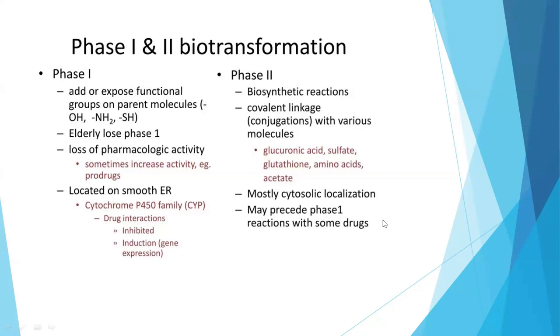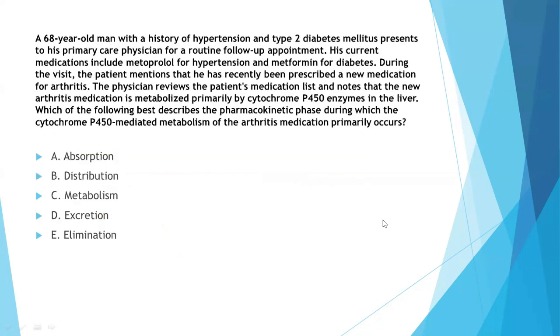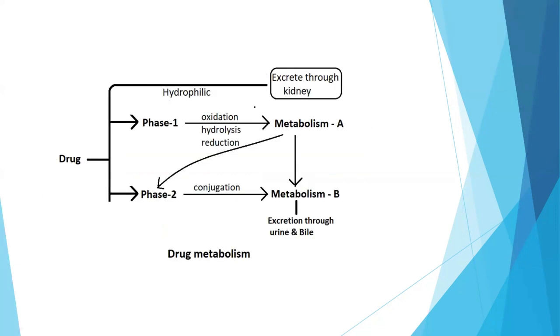Phase 2 is the biosynthetic reaction. There is covalent linkage with various molecules, for example glucuronic acid, sulfate, glutathione, amino acids, and acetate. There is mostly cytosolic localization, and it may precede phase 1 reactions with some drugs. So from phase 1 there is then phase 2, as you can see in this diagram. Whenever we prescribe a drug, if the drug is hydrophilic, it will be directly excreted through the kidney. But if it is lipophilic, it will undergo metabolism. The phase 1 reaction is when the drug undergoes oxidation, hydrolysis, or reduction, and then it forms a metabolite.